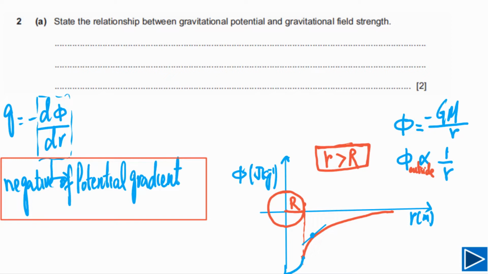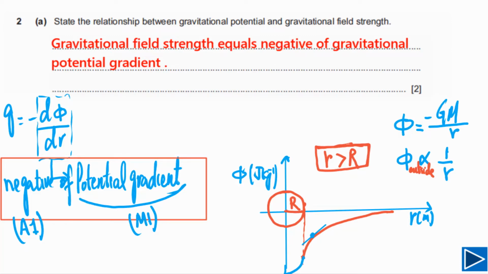In order to write down the answer for this question, you have to mention 2 points. One point is this one. If you have written gravitational potential gradient, you will get 1 mark, meaning this is M mark. It has to be in your answer. And if you have mentioned negative, you will get the second mark, and that is A mark, meaning answer mark. And this is how you can write down a proper answer.